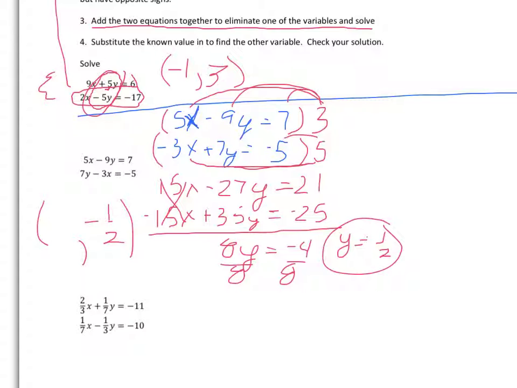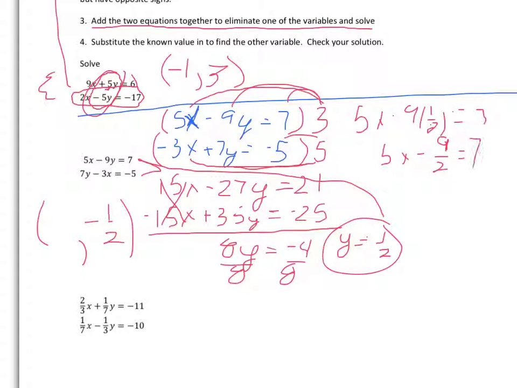Okay, so once again, our solution is an ordered pair, and y is negative 1/2. That's our y value. To get our x value, we're going to plug this into one of these two equations, and it doesn't really matter which one. I'll go ahead and plug it into the second one. So if we have 5x minus 9 times 1/2 equals 7. So 9 times 1/2, we have 5x minus 9 halves equals 7. So add 9 halves to both sides.